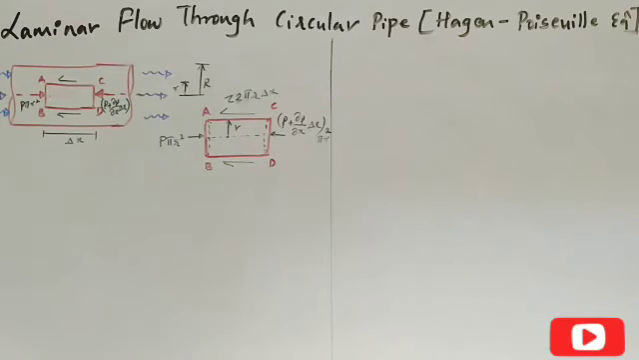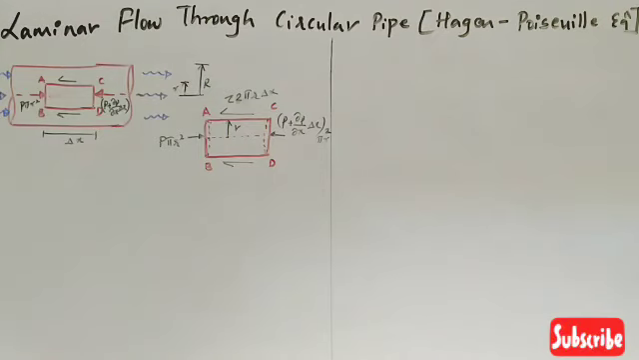Hello my dear students. So today in this video we are going to derive the equation for laminar flow through circular pipes, which is also known as the Hagen-Poiseuille equation. In this derivation we are going to derive the equation for pressure distribution, then the velocity distribution, then the shear stress distribution. Okay, so let us begin with this derivation now.